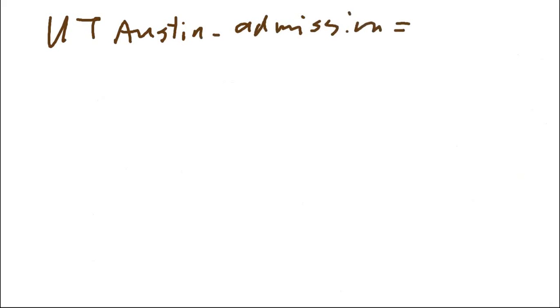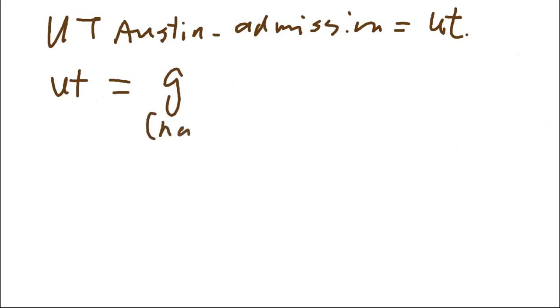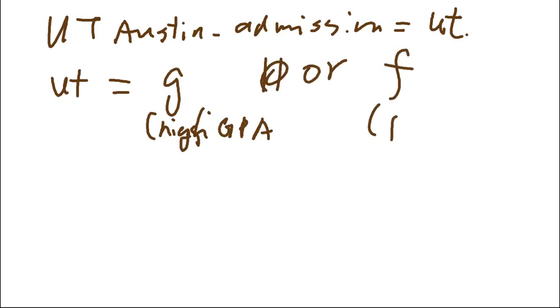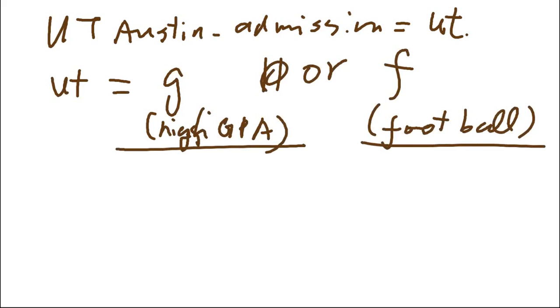Now let's talk about the OR function. Say a person is trying to apply for UT Austin admission. Okay, this condition we call UT. So this UT, this guy trying to apply, will be equal to high GPA, so let's call it G, high GPA, or he is playing football well, right? You can be recruited by the school because you have high GPA or you play football well.